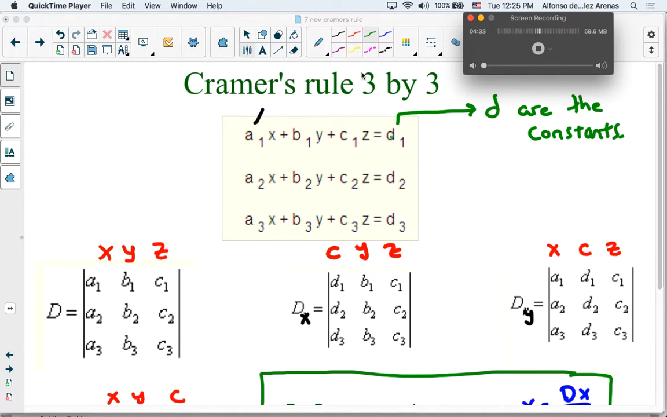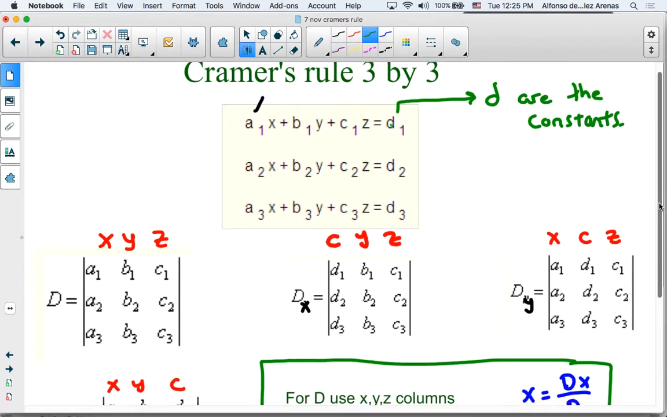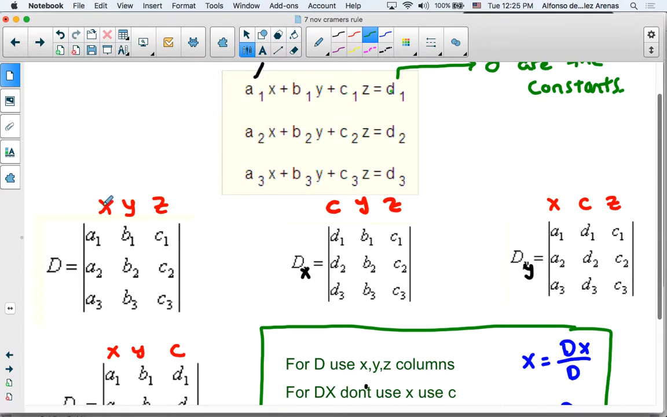Okay, so this is Cramer rule for a 3 by 3 system. 3 equations and 3 variables, x, y, and z. Now the constants are the d's, okay? The constants are those numbers without variables. So these are the constants. The rule is the same. You have to build D, the column of x, the column of y, and the column of z. Now, to build dx, you don't use x. Now you have to use the constants. But the constants we said are the d's. So here you have the d's, the y's, and the z's.